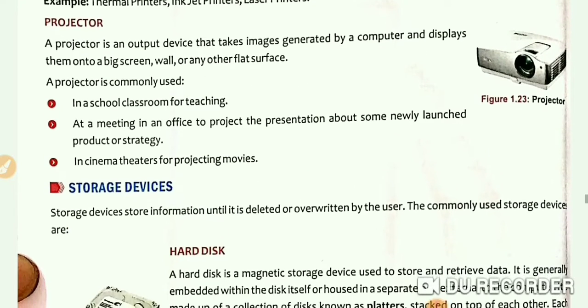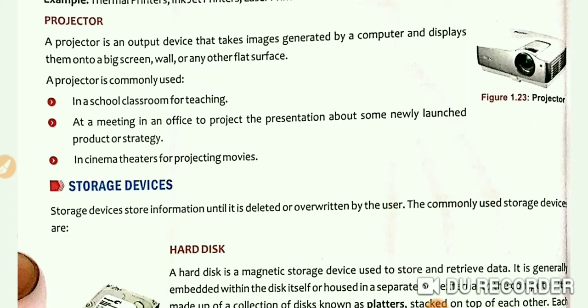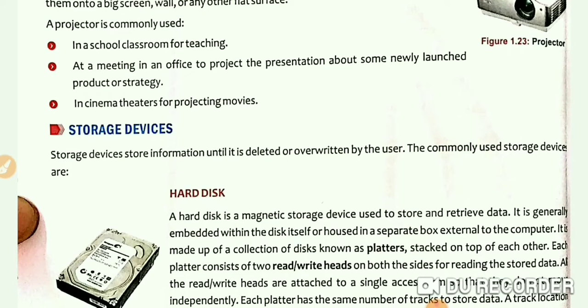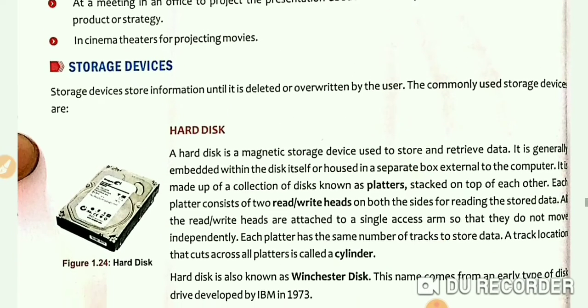Now the next output device is projector. A projector is an output device that takes images generated by a computer and displays them onto a big screen, wall or any other flat surface. And it is commonly used in a school classroom for teaching, at a meeting in office to project the presentation about some newly launched product or strategy, in cinema theaters for projecting movies.